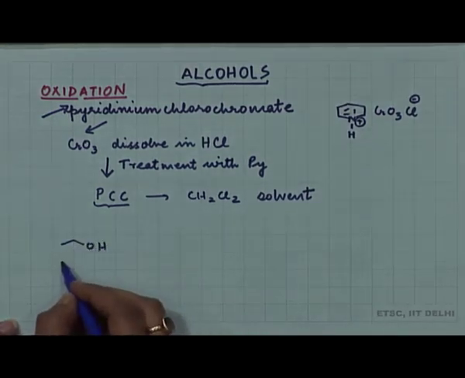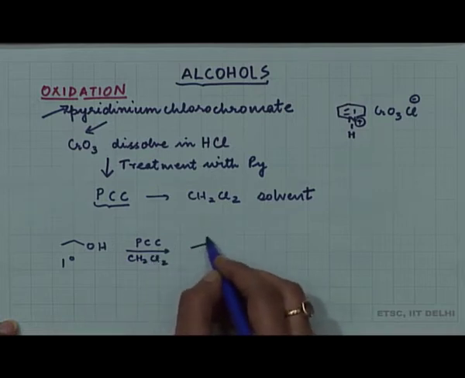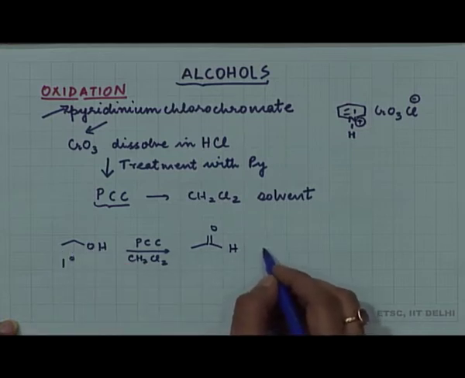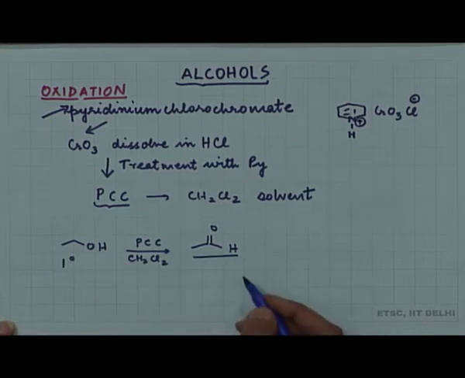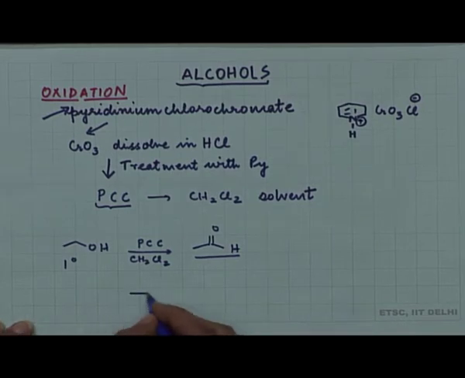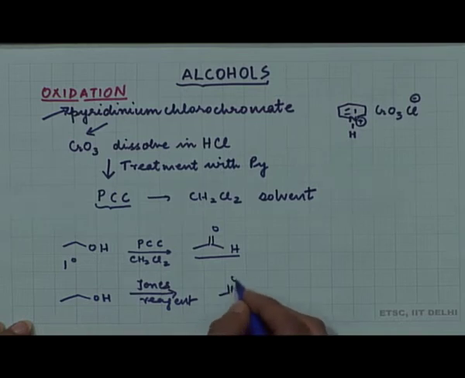Now, if you start with a 1 degree alcohol and treat it with pyridinium chlorochromate in dichloromethane, you get the corresponding aldehyde. So, you start with ethanol, you end with acetaldehyde. The reaction stops at this place. Now, compare this with the oxidation with other chromium reagents which we discussed last time. If you do the same thing with the Jones reagent, we were ending up with the corresponding acid. The reaction would not stop at the aldehyde stage.